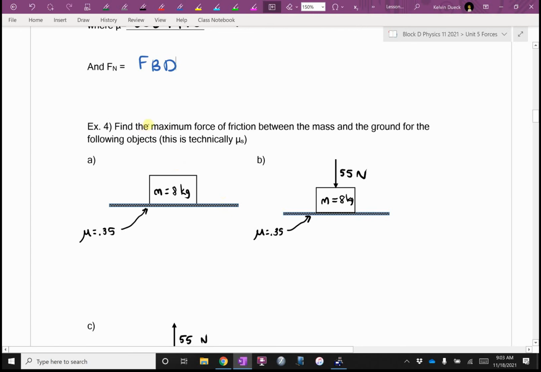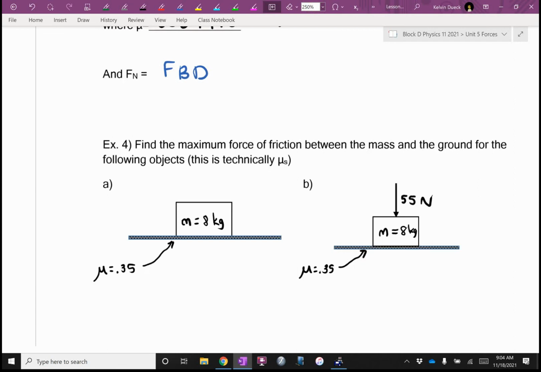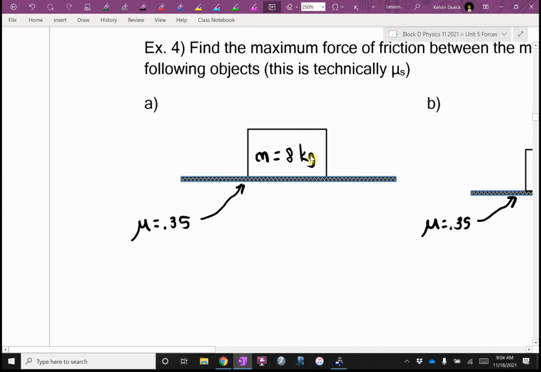Example 4 says, find the maximum force of friction. If we did pull on this object, how hard would we need to pull to get it to move in the first place? For each of the following, technically this is mu static and this is static friction, but we're going to pretend they're one and the same thing. I'm going to zoom in on this first one. I'm just going to do a vertical free body diagram. What are the forces acting on this 8? Get the obvious one. What else? Bigger, smaller, or the same size as mg?